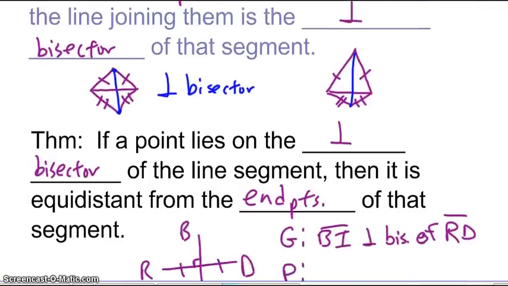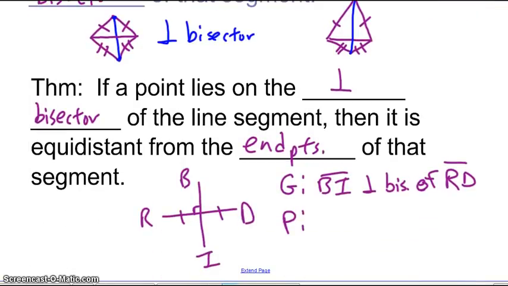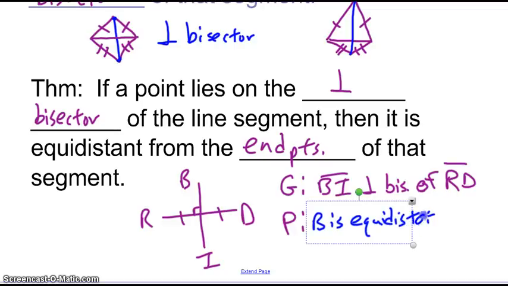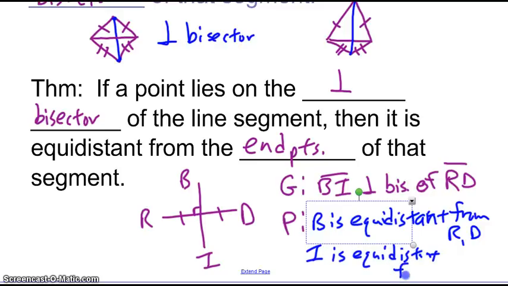Now let's look at the second theorem. I have a diagram drawn here. If a point lies on the perpendicular bisector of the line segment, then it is equidistant from the endpoints of that segment. So I'm given this diagram. BI is the perpendicular bisector of RD. Therefore, we would know that B is equidistant from R and D, as well as I is equidistant from R and D.